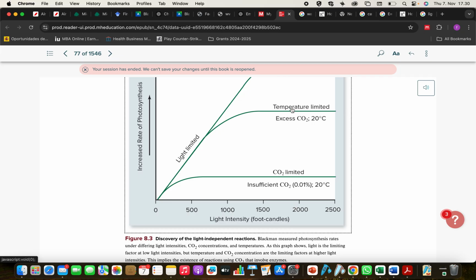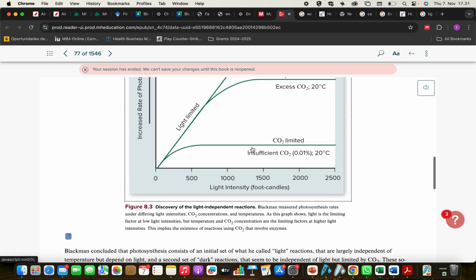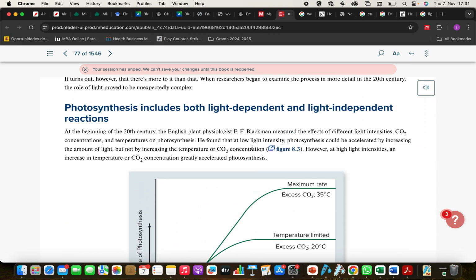Then he later found out that carbon dioxide you need quite a lot, but temperature you can basically... of course, this temperature limitation was mostly because of the enzymes. So if you increase the temperature, the enzymes would work to a certain degree. So he basically saw that the first reaction was very light dependent, while the second one was very carbon dioxide dependent. So this is what actually let us understand that photosynthesis is divided into two reactions: one that's called dependent, and one that's independent.